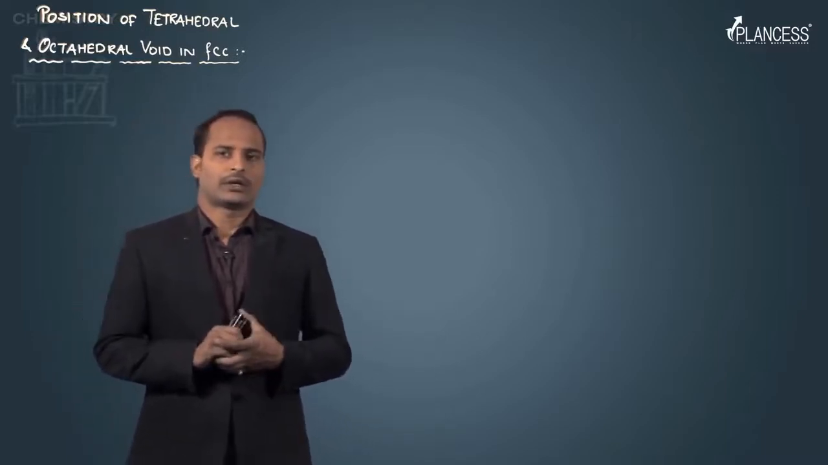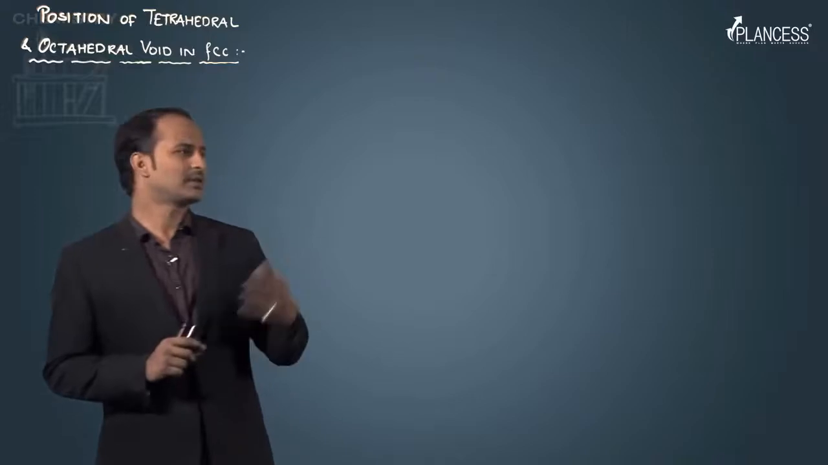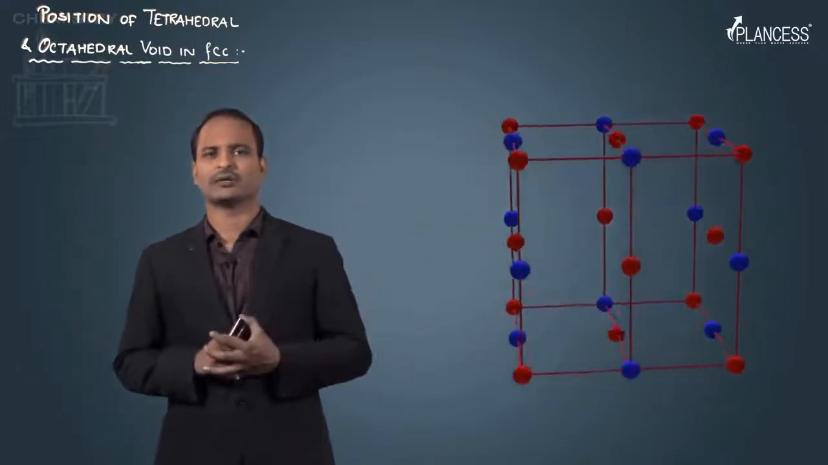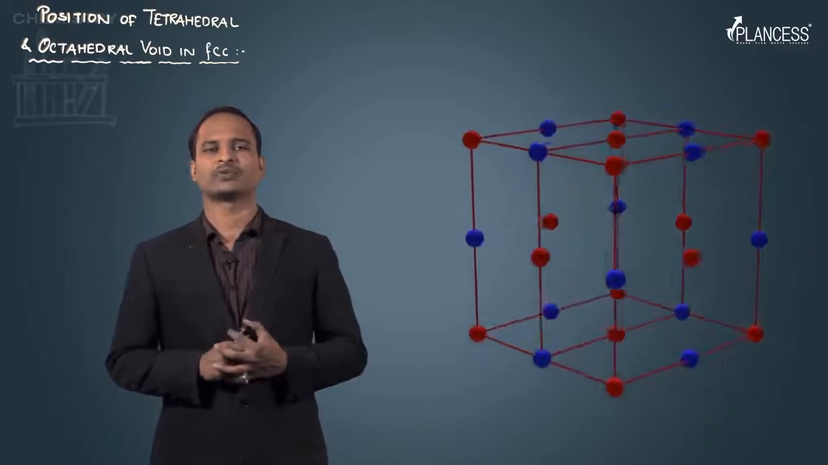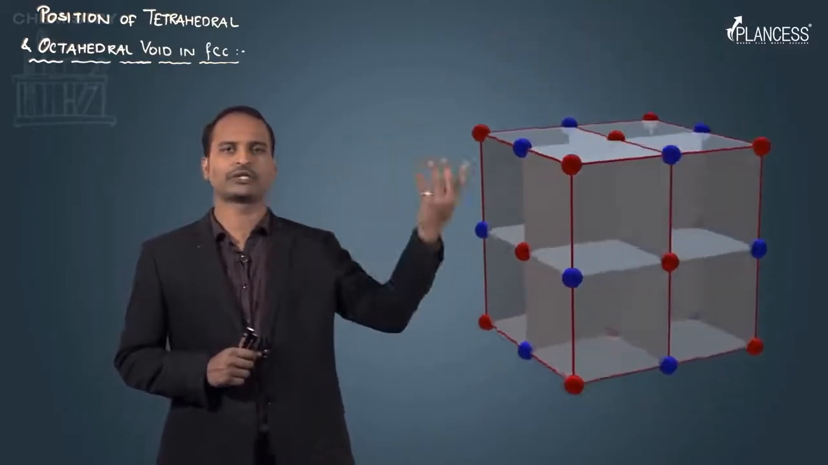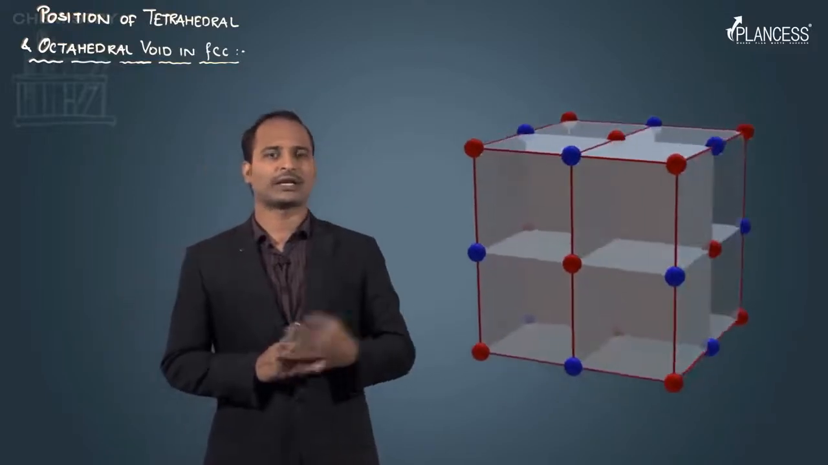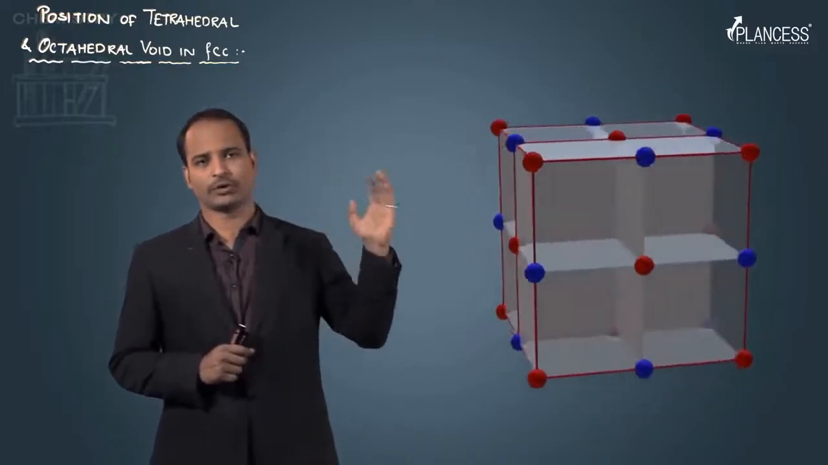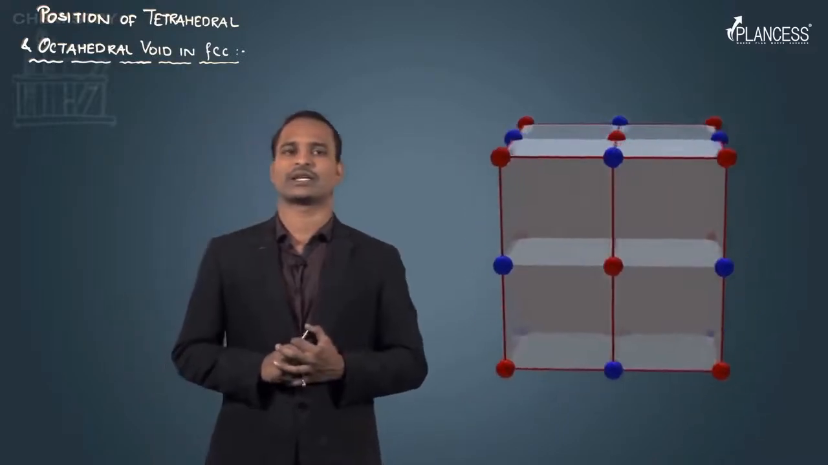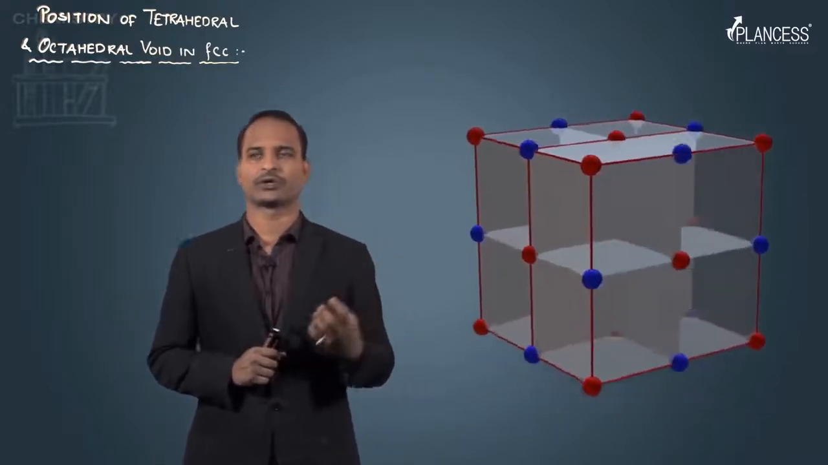Now let's see the positions. In an animation we have a face-centered cubic cell. I divide this cubic cell into two parts vertically, then horizontally, and then from in between. So ultimately I draw three planes in the cubic cell, and due to these three planes the whole cubic cell has been divided into 8 small cubes.